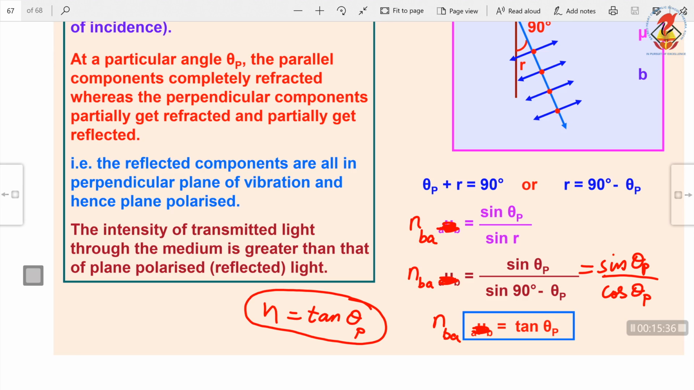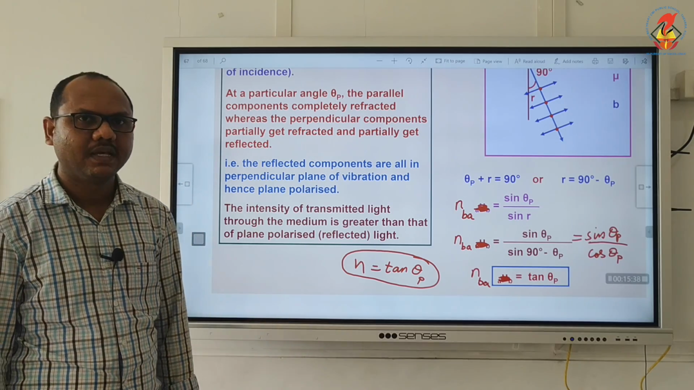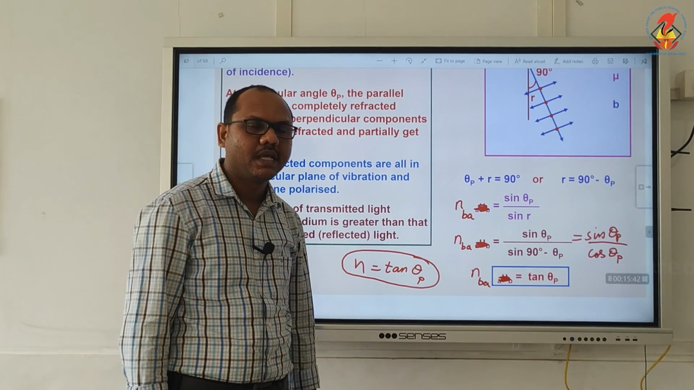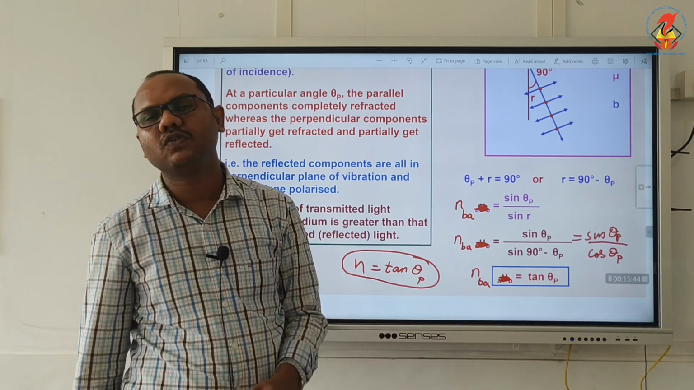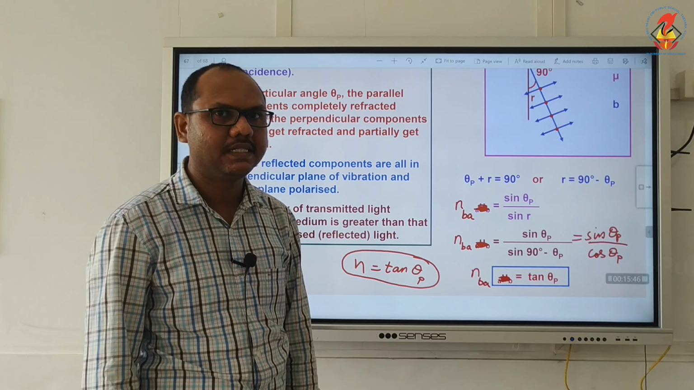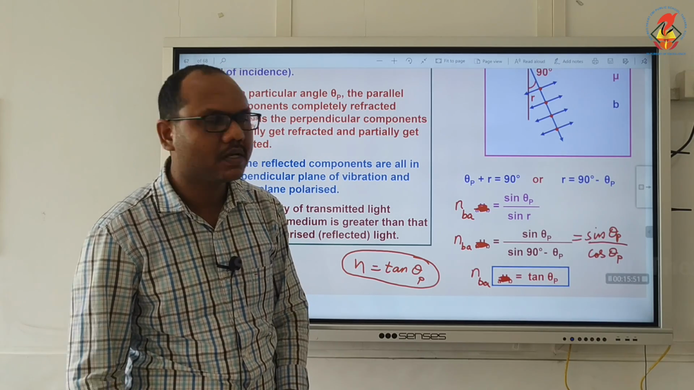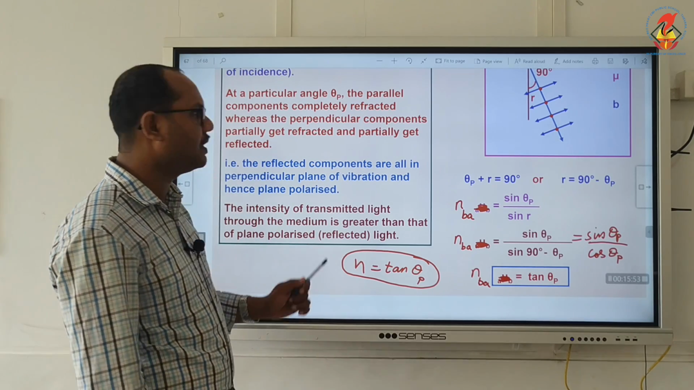This law is called Brewster's law. That means the refractive index of the medium is equal to the tangent of the polarizing angle. That is called Brewster's law. Okay, so please take down.